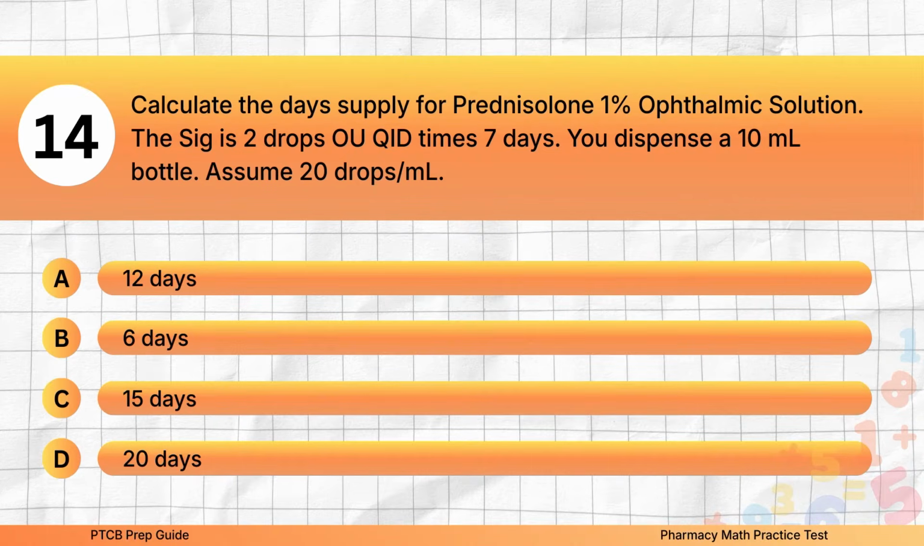Here is a day's supply question for eye drops. Calculate the day's supply for prednisolone 1% ophthalmic solution. The SIG is 2 drops OU QID times 7 days. You dispense a 10 milliliter bottle. Assume 20 drops per milliliter. Options: A, 12 days, B, 6 days, C, 15 days, or D, 20 days. Press pause and watch out for the abbreviations.